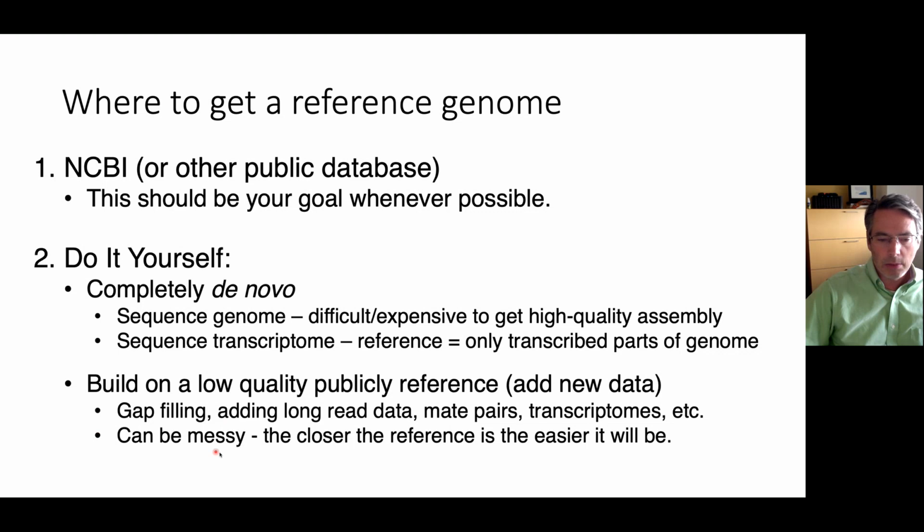There are lots of reasons that can be messy. The main one is if you don't have the exact strain or the exact inbred line, whatever the case may be, or the same population, differences between what you sequenced and whatever the current publicly available reference is are going to potentially cause additional problems in the assembly. So that can be a messy process.